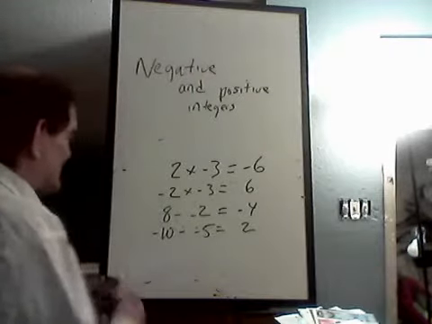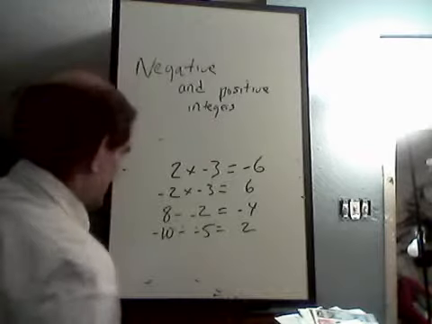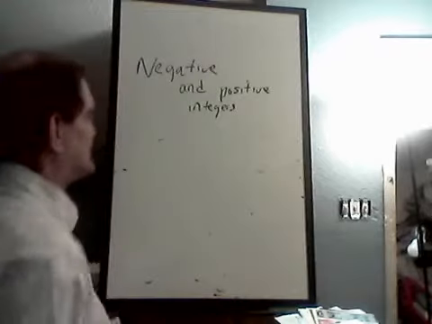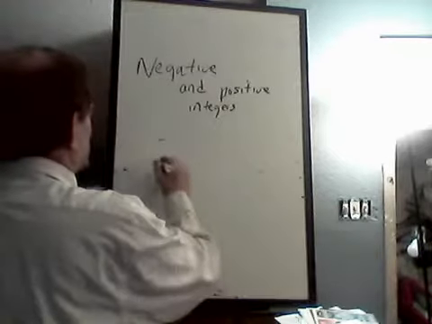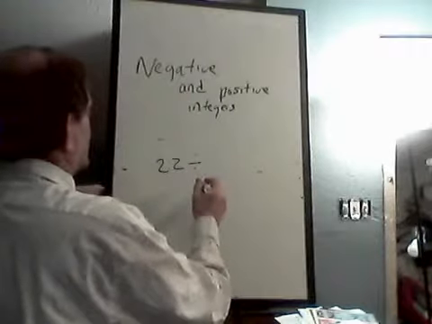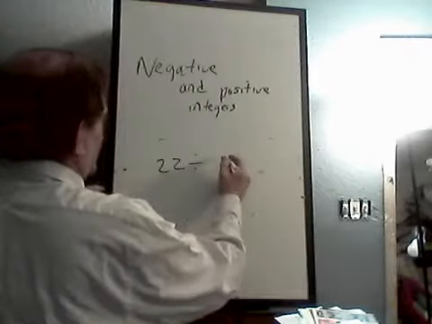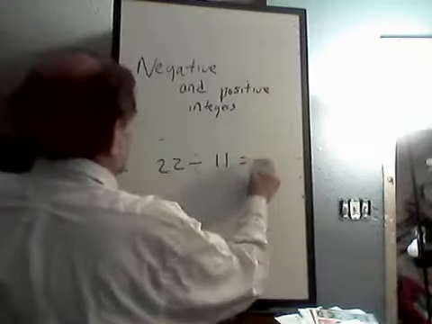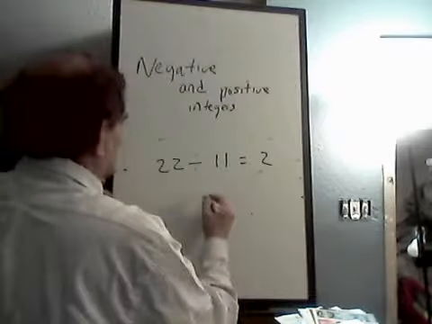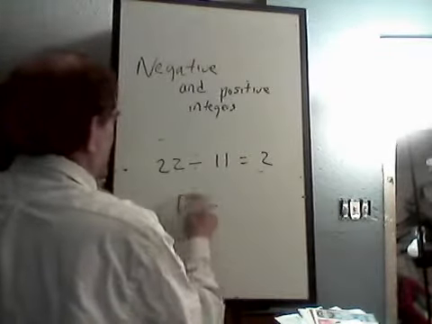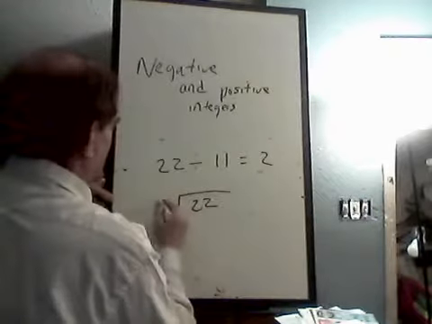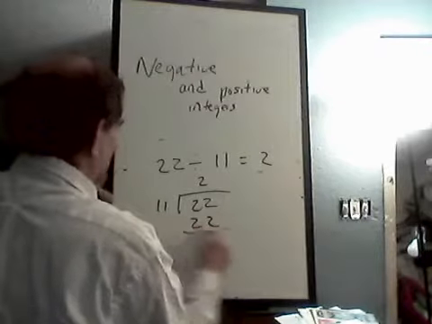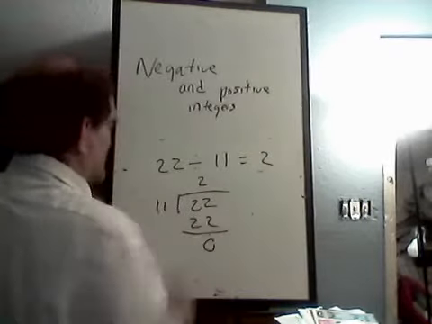Now, this is what gets people really confused. If I told you 22 divided by, let's say 11, just make it simpler. 22 divided by 11, right? What do you have? 2. Or, put it this way, with the house, remember the house, 22 divided by 11 gives you 2 times 11, 22, right? 22 minus 22 is 0. There you go. Your answer is 2.